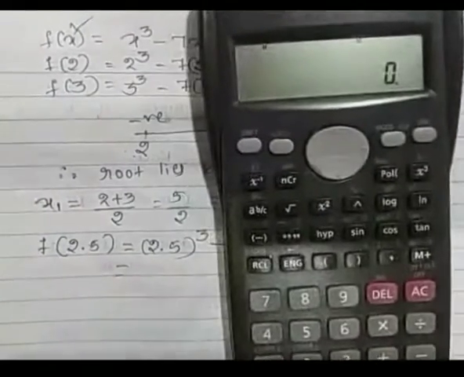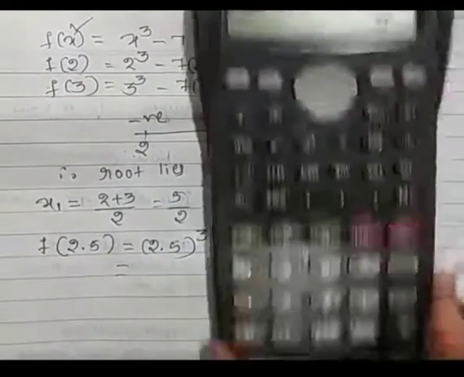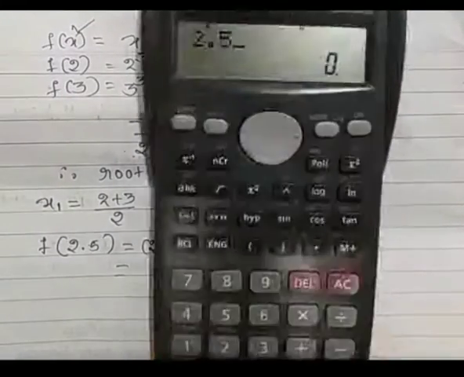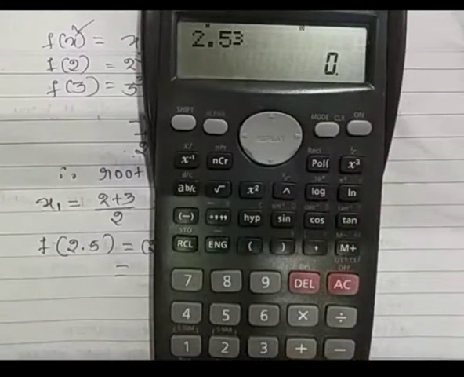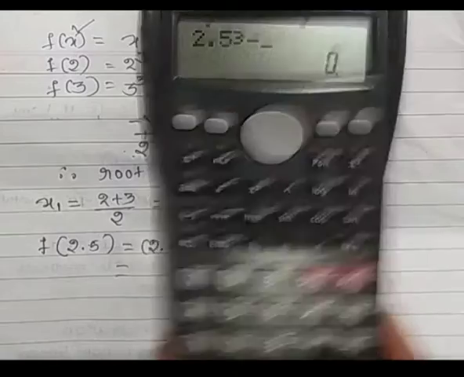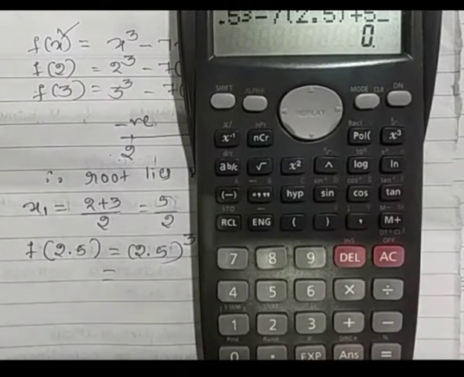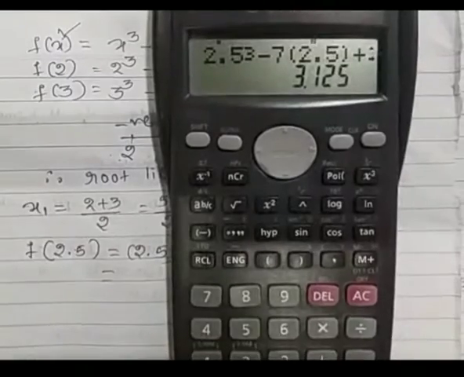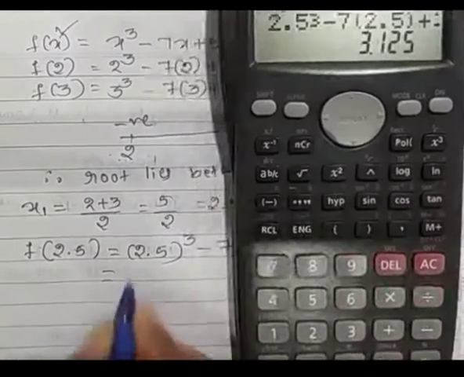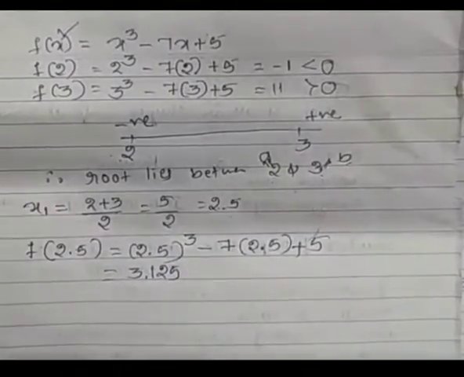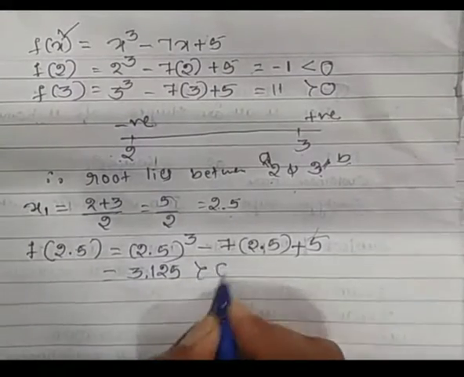Now how to simplify this? Using a scientific calculator. So first what we have? 2.5 raised to 3. Here, the x cube symbol is there. So 2.5 raised to 3 minus 7 into 2.5, complete the bracket, plus 5, which is equal to 3.125. So 3.125, a positive value greater than 0.